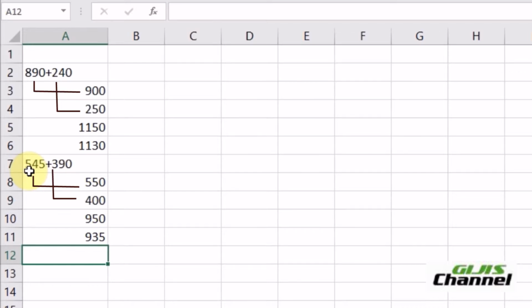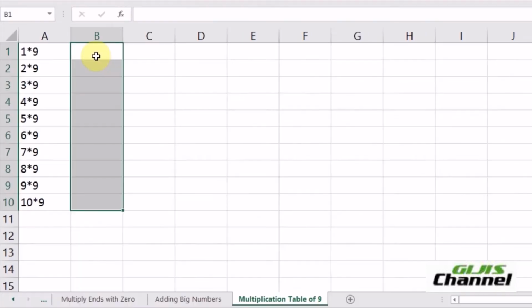5 plus 0, 5. 4 plus 9, 13. 5 plus 3, 8 plus 1, 9. So the answer is 935. Some of the kids have a hard time remembering the multiplication table of 9.